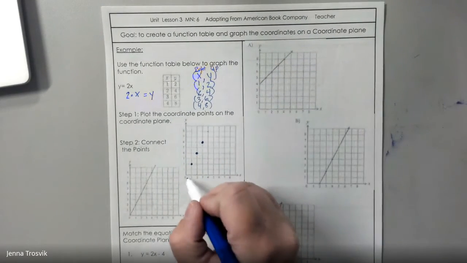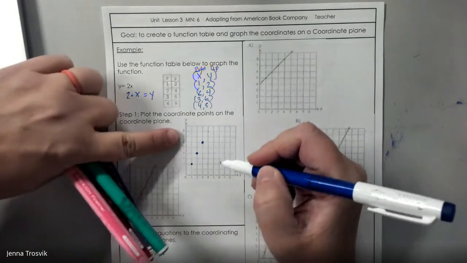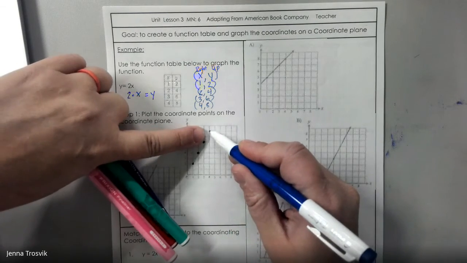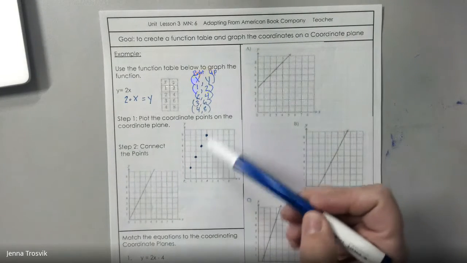My last coordinate would be over 4 and up to 8. If you want to just find your over 4 and then find 8 up and find where they intersect, that works as well. Now I have all 4 of my dots.